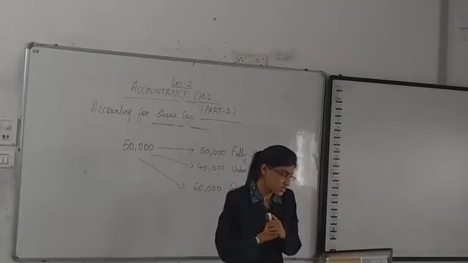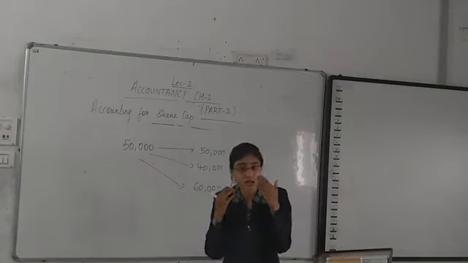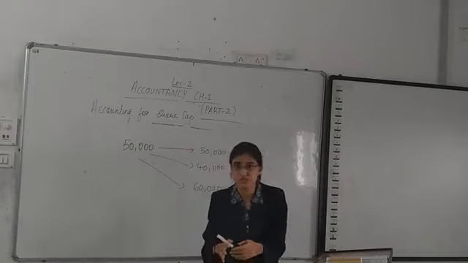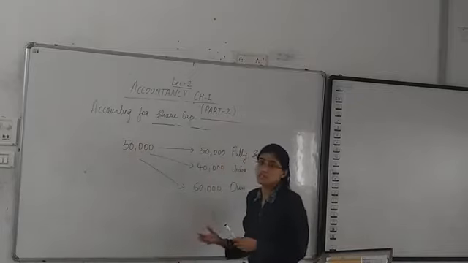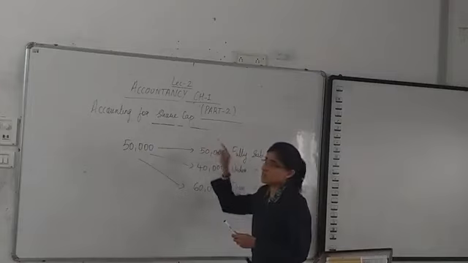If the applications are received for a greater number of shares than the actual number of shares issued. How many have been issued? 50,000. How many applications received? 50,000. Then it is fully subscribed.